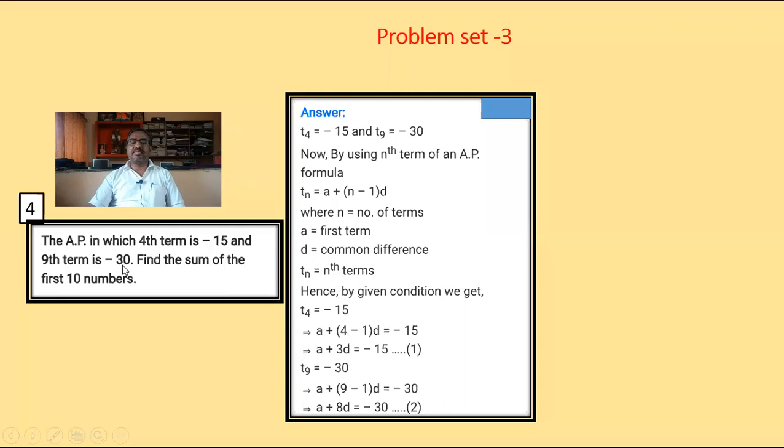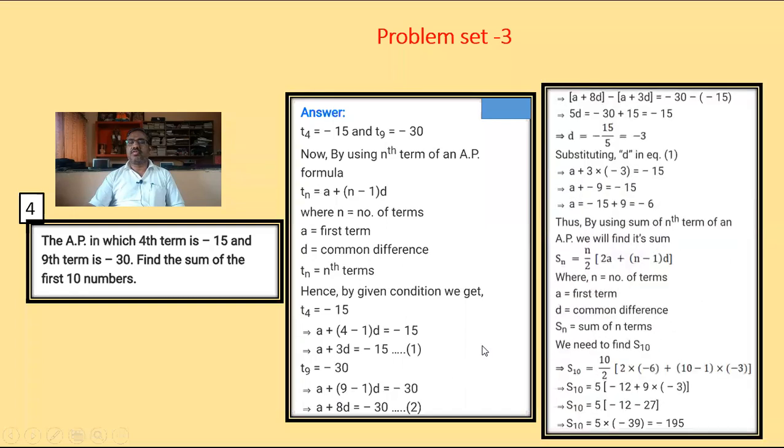And the ninth term is minus 30 is given. t9 is equal to minus 30. a plus n minus 1, that is 9 minus 1, multiplied by d is equal to t9, which is minus 30. a plus 8d is equal to minus 30. We get equation number 2. From equations 1 and 2, the coefficient of a is the same. Therefore, subtract equation 1 from 2.